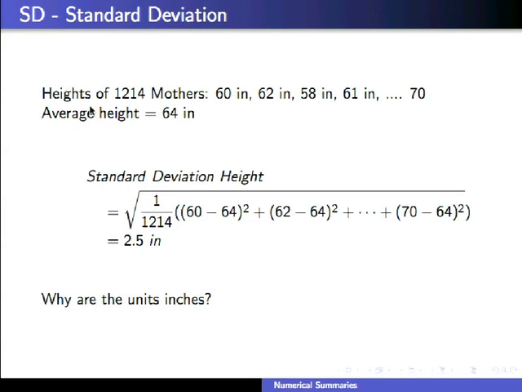Yes, if I'm thinking about how far away I might find a typical observation, I would like those units to be in inches, because that's what I'm measuring height in. If we take a look at the actual computation, mother's height is in inches, and then I square it, so it becomes inches squared, and I'm adding them all up and averaging them, so it's still inches squared. But then at the end, I take the square root, and so it's inches. So if we follow our units through the computation, we see that, yes, it makes sense that it's inches.